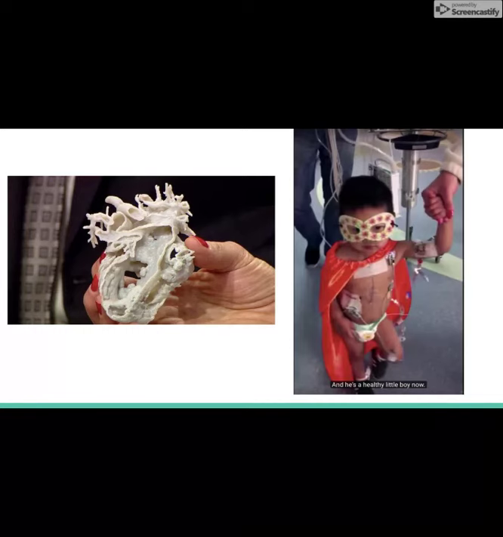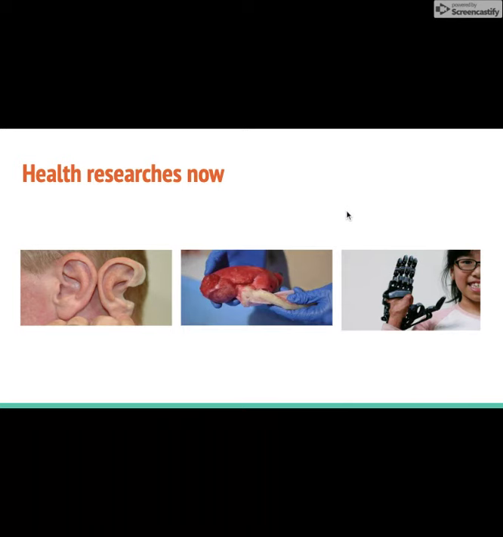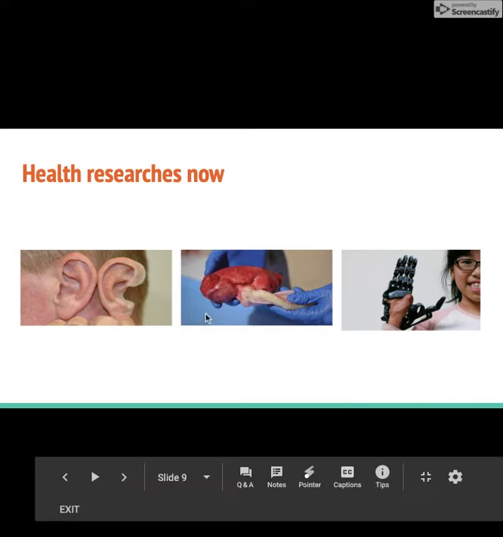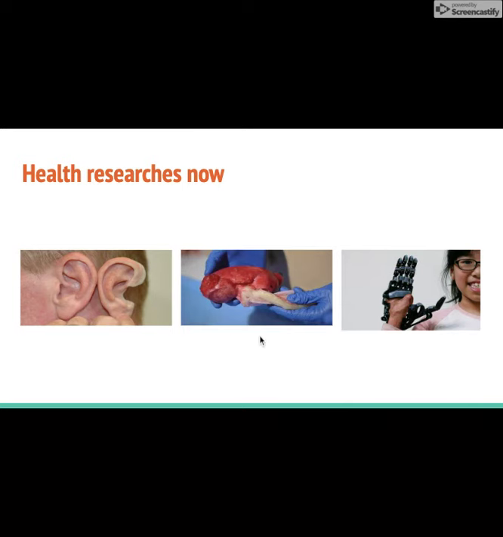Actually, they're looking at 3D printing organs using a human's own cells, and this can be seen here in this image. Now on the left we see a 3D printed ear also, and on the right we see a little girl with a 3D printed prosthetic.